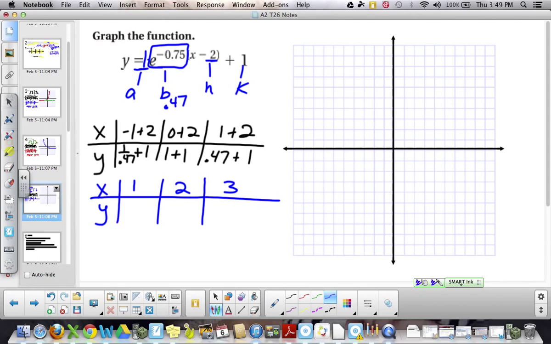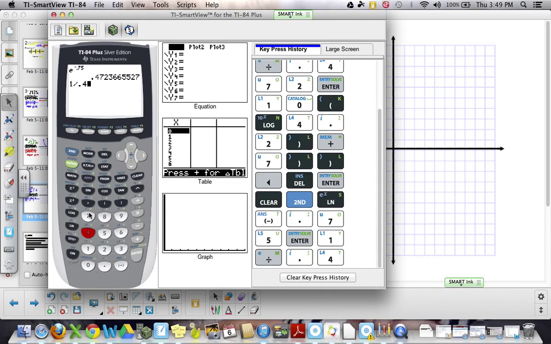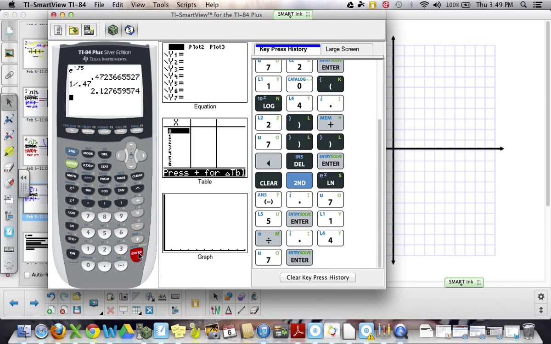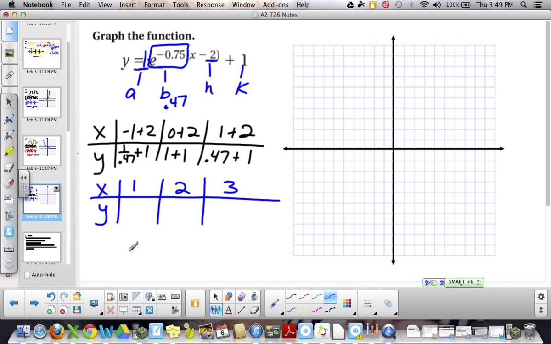Okay, 1 divided by 0.47, let's calculate that. 1 divided by 0.47 is about 2.1. So 2.1 plus 1 is about 3.1. 1 plus 1 is 2 here, and then about 1.5. Again, if we're graphing, we don't really need to go to the hundredth. Just one decimal place is okay. And then our asymptote will be y equals k, which is 1.